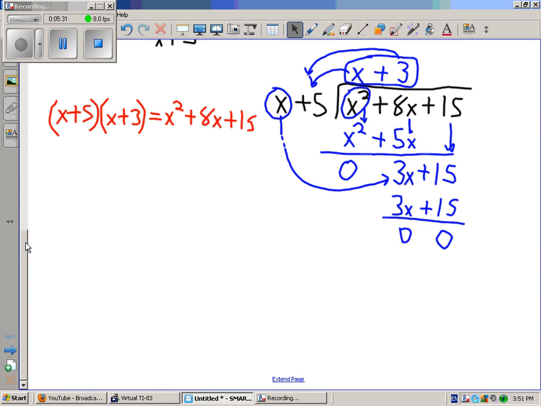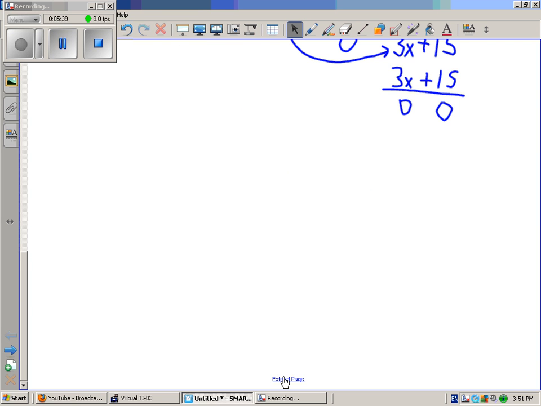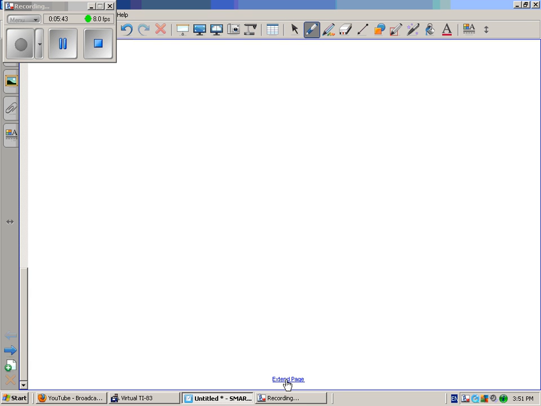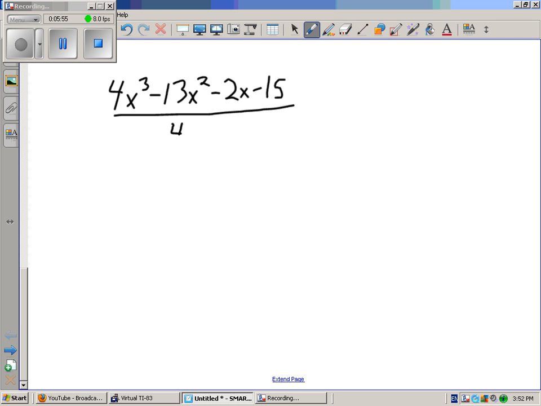Now, here's what I'm going to do. I'm going to do one more example without all of the arrows, and I'm going to verbally explain what we're doing, but without all the extra illustration. And I'm also going to up the power a little bit. 4x cubed minus 13x squared minus 2x minus 15 divided by 4x plus 5.